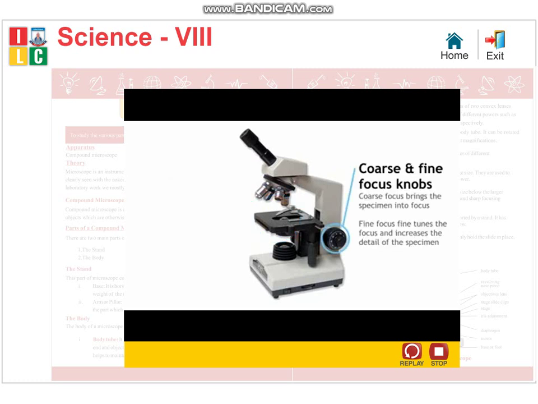The coarse and fine focus knobs. These move the stage towards or away from the objective lenses, depending on which way it is turned. The coarse focus knob brings the specimen into focus. The fine focus fine-tunes and increases the detail of the specimen.